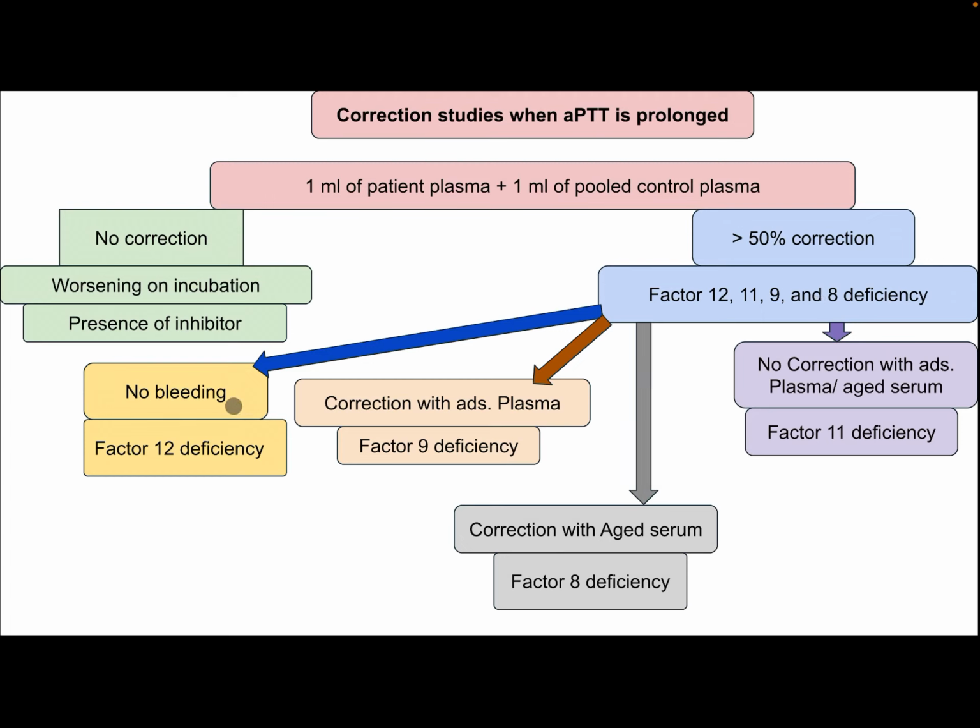If there is no bleeding, this is factor 12 deficiency. If correction with the aged plasma, this is factor 9 deficiency. If correction with the aged serum, this is factor 8 deficiency. If no correction with the aged plasma and the aged serum, this is factor 11 deficiency.